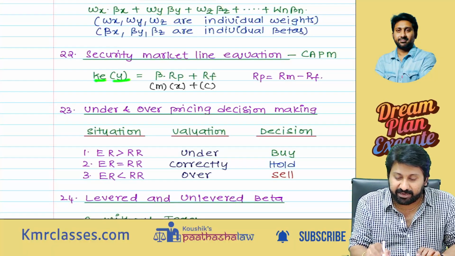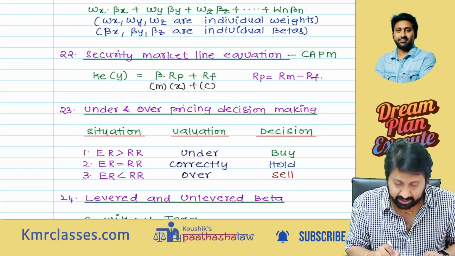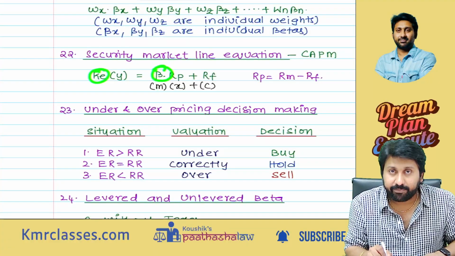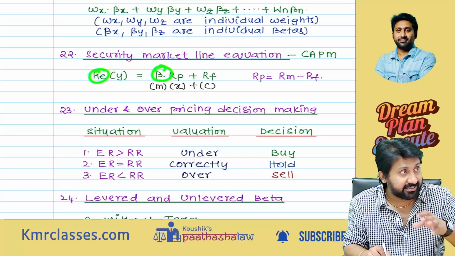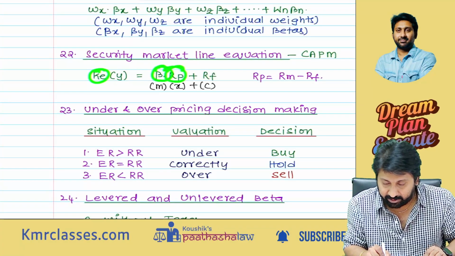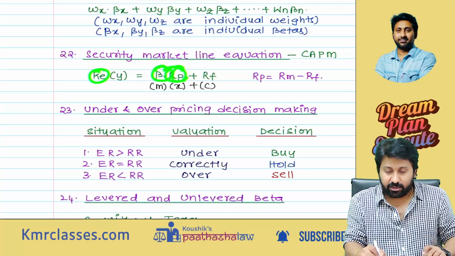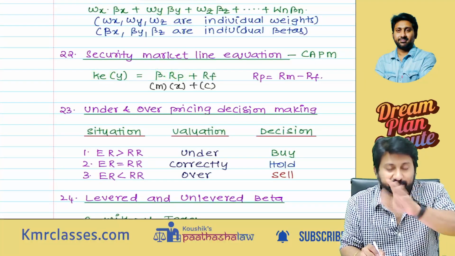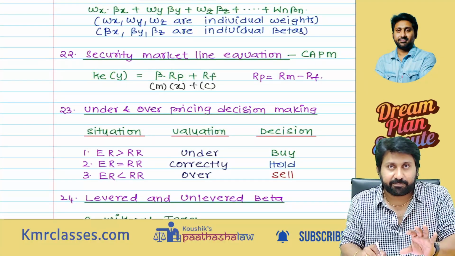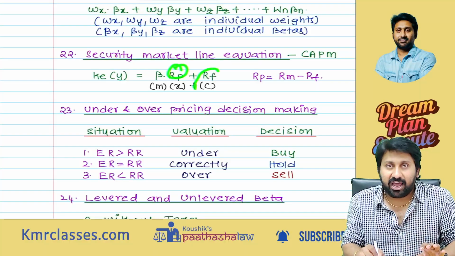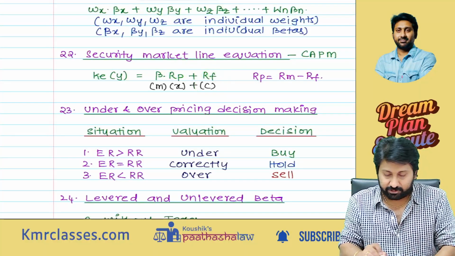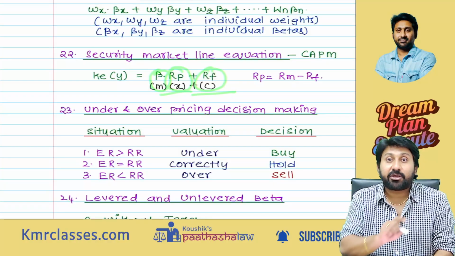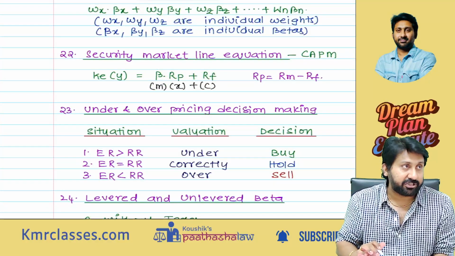Y equals mx plus c formula is there. Same here. Ke is the y. M means the slope, beta. X is the intercept, I'm very sorry, X is the risk premium, that is called RP. RF is c, the constant RF. So mx plus c: m is beta, x is RP, c is RF. Security market line. Why? This is a straight line equation.